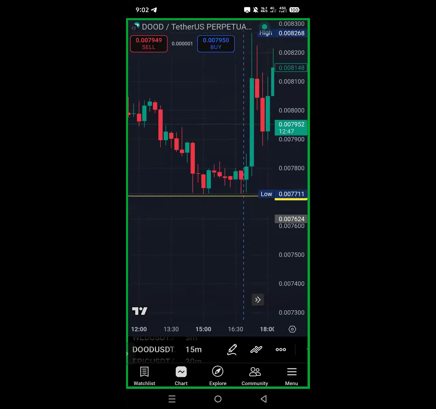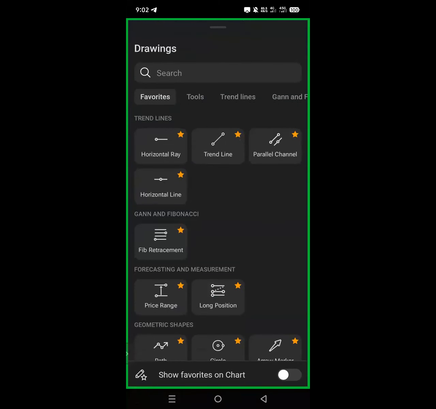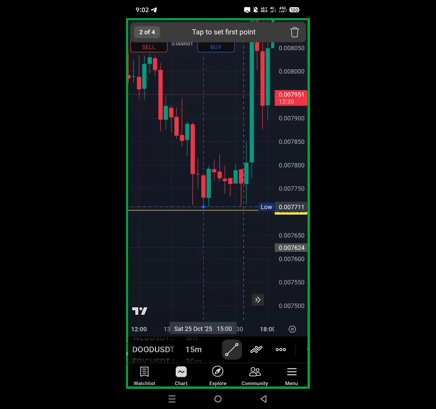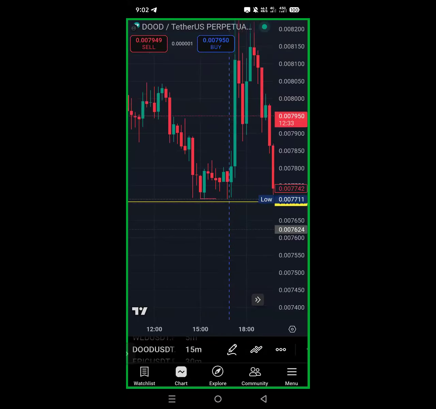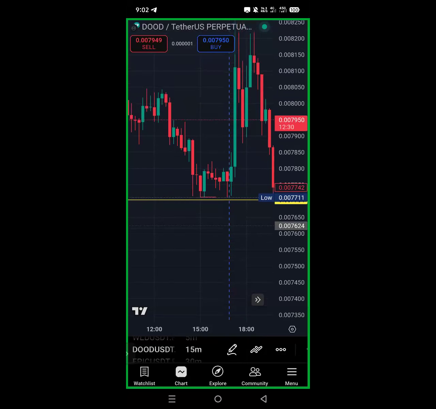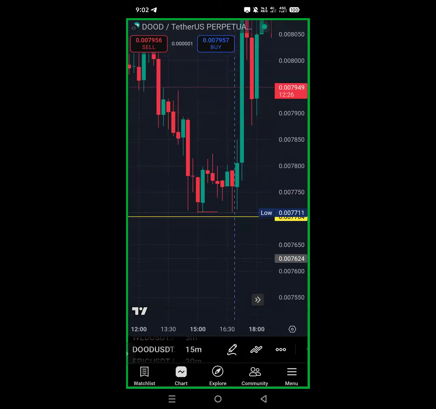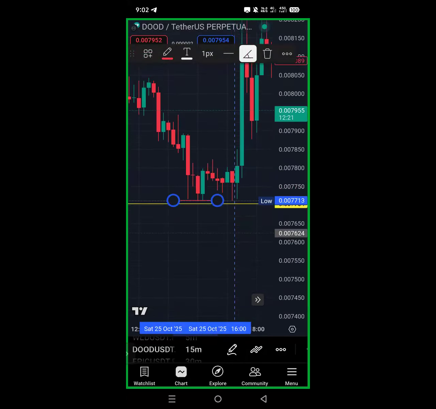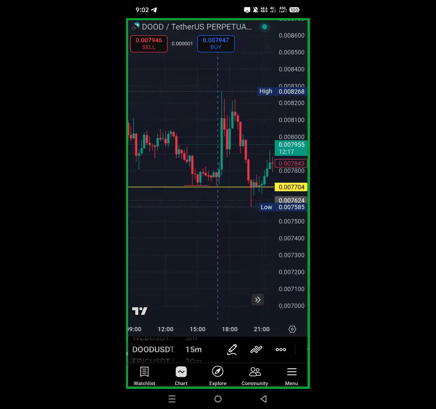I think we have one here. This is a tweezer bottom. At least I got a chance of finding one. We said it is characterized by a red candlestick and then a green candlestick with equal lows, right? They have equal lows and they are strong bullish reversal patterns.